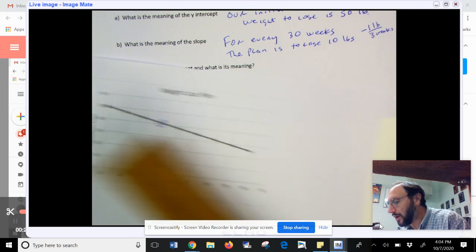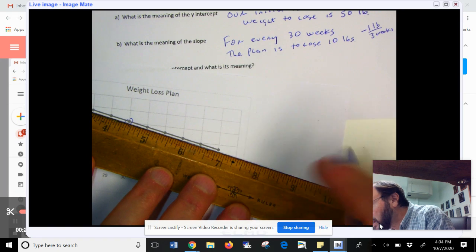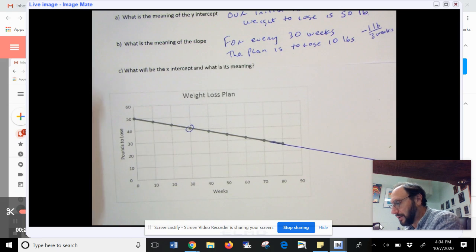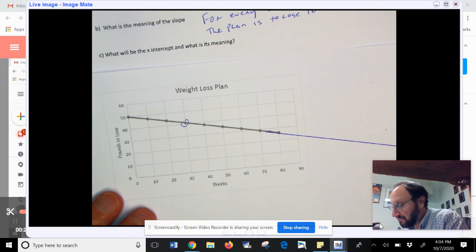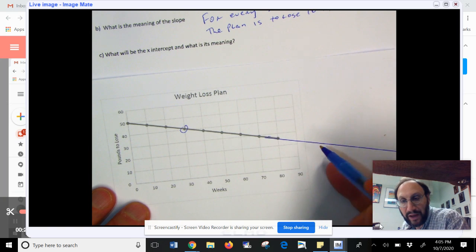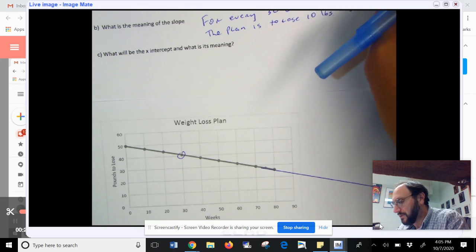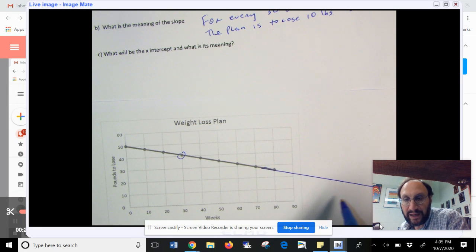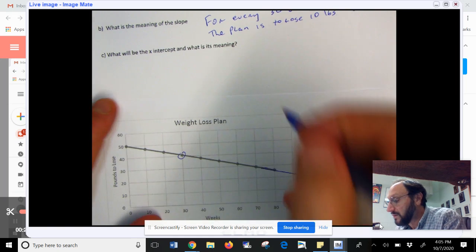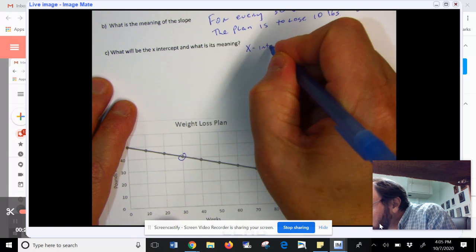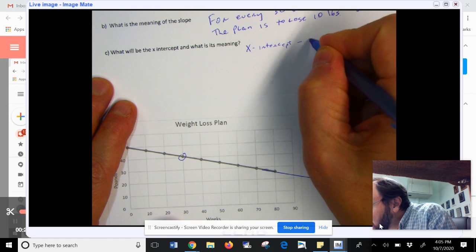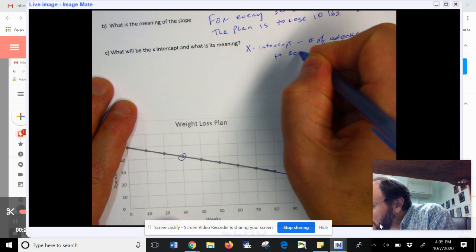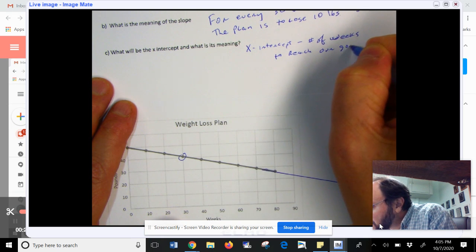Well, if we have a long enough ruler, we could keep on going with this thing and we could try to figure out where it crosses the x-axis. Unfortunately, it's really hard to do. So you might use technology to do that, but I think we've got enough information to do what we need to do. The meaning of the x-intercept would be the number of weeks it takes to reach our goal. So the x-intercept is the number of weeks to reach our goal of 50 pounds.